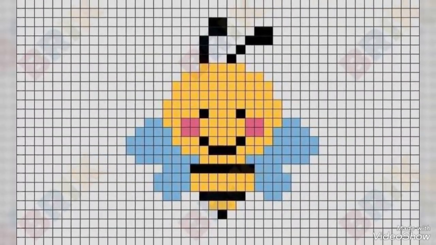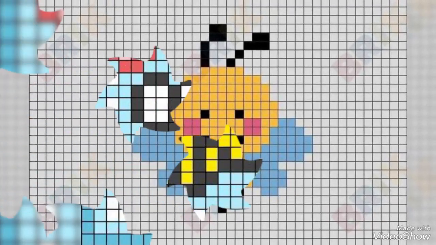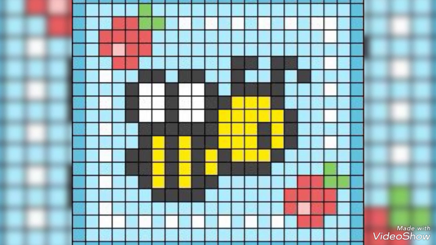Suggest beginner friendly projects like bookmarks, coasters, ornaments. I suggest these types of designing ideas because they are very beginner friendly and you can easily do that.